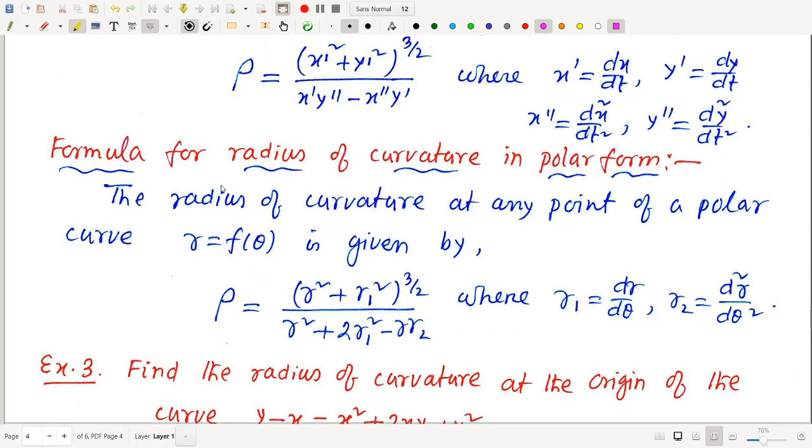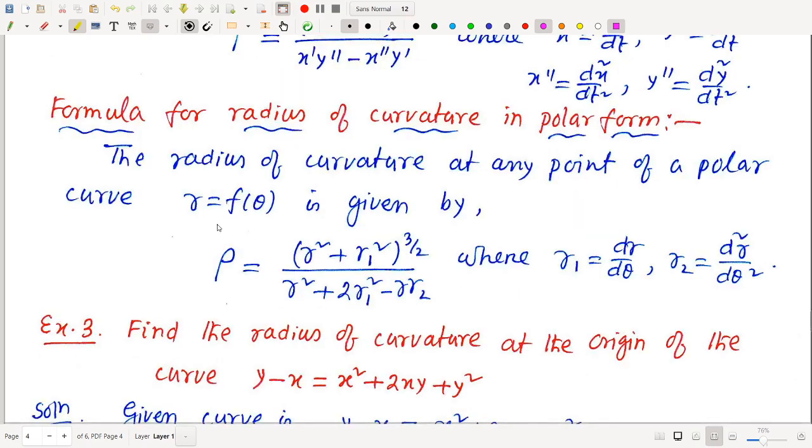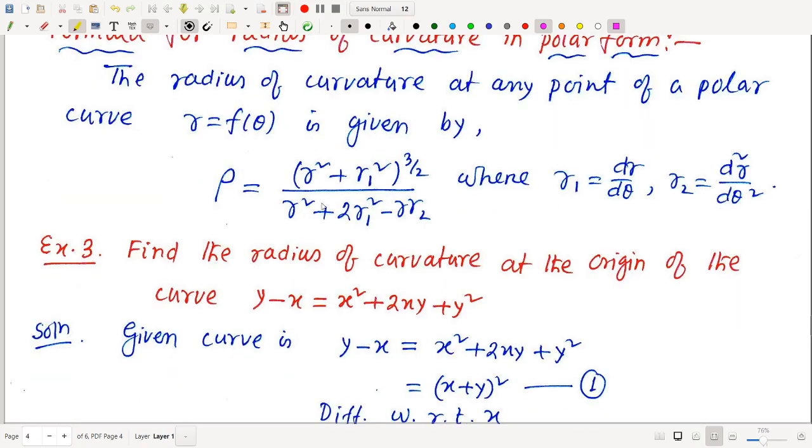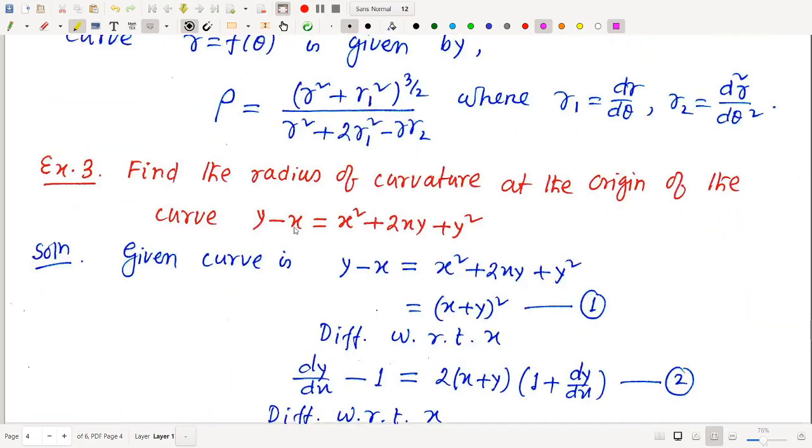Next, the formula for radius of curvature in polar coordinates, r and theta. The radius of curvature at any point of a polar curve r equal to f theta. Instead of y equal to f x, the curve here is r equal to f of theta. This is called the polar equation of a curve, or polar curve. And in this case, the radius of curvature formula is rho equal to r square plus r1 square whole thing to the power 3 by 2 divided by r square plus twice r1 square minus r r2, where r1 means dr by d theta, the first derivative, and r2 means d square r by d theta square, the second derivative of r with respect to theta. So these two formulae we shall also remember.